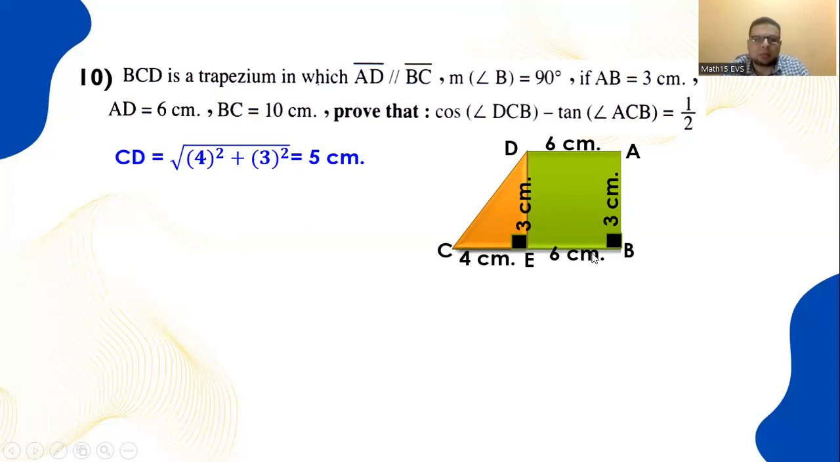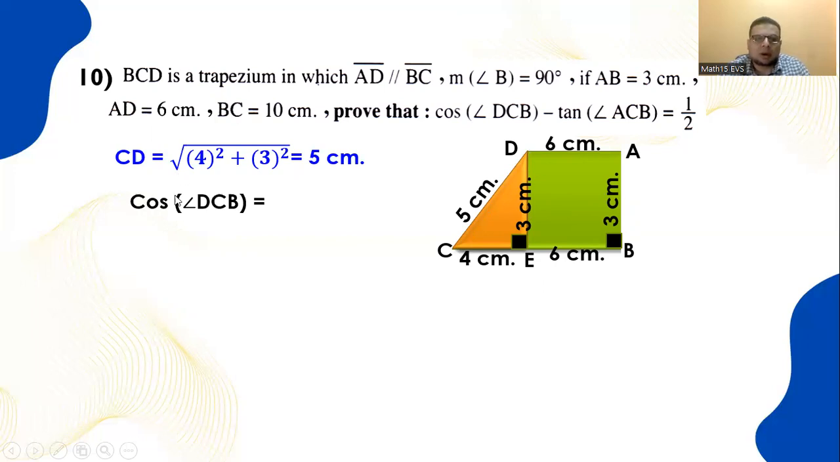And you know BC is 10, and you know this AB is 6. So from B to E is 6. So the remainder from 10 will be here 4. So this is 4 and this is 3. So you can get the length of CD now. By Pythagoras theorem, this will be 5. Yes, square root of 3 power 2 plus 4 power 2 under the square root, you get just 5.